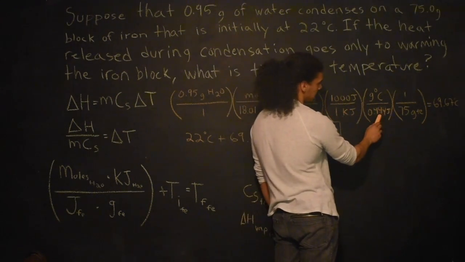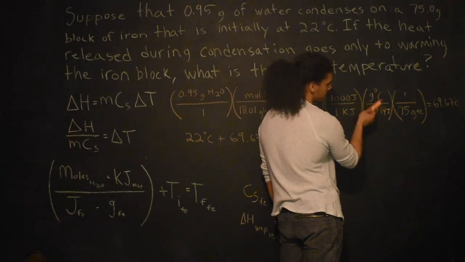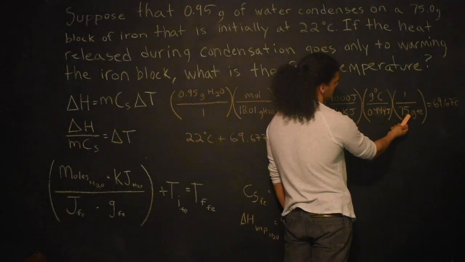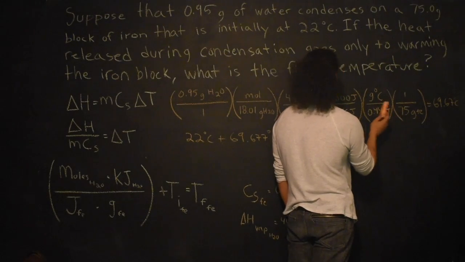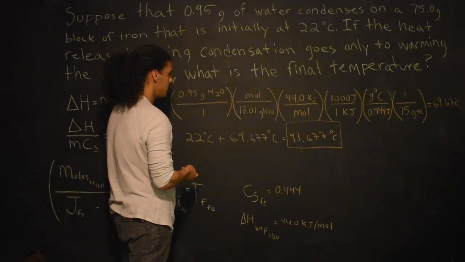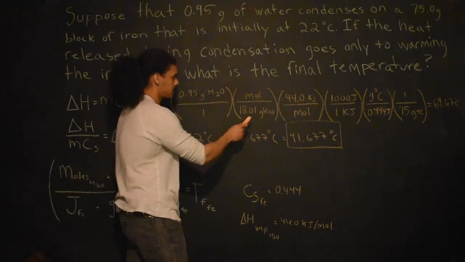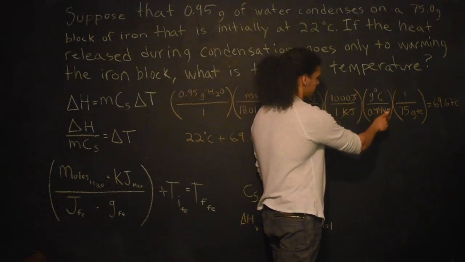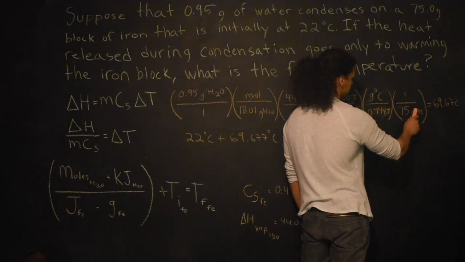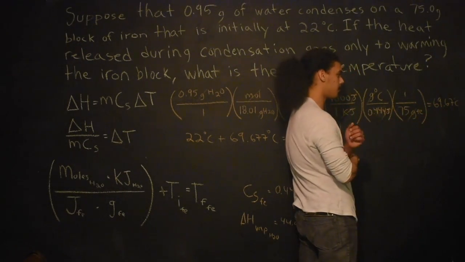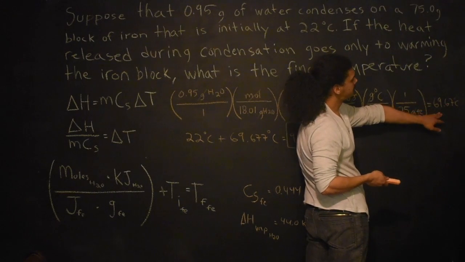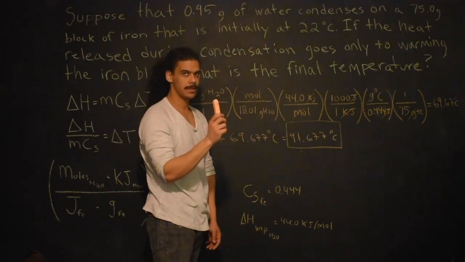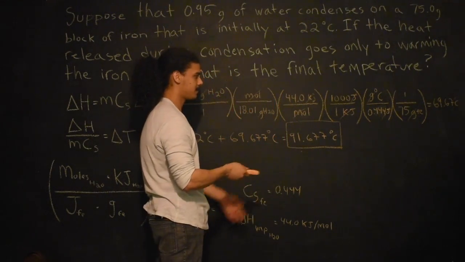This is going to be our specific heat of iron. You're going to write the grams Celsius up top and the joules in the bottom, and then this is our grams of iron. Alright, so we are going to cross out our units. Grams crosses out with grams, moles with moles, kilojoules with kilojoules, joules with joules, and then grams with grams, leaving us with, if you pull your calculator out, 69.67 degrees Celsius. Sig figs we'll do at the end.